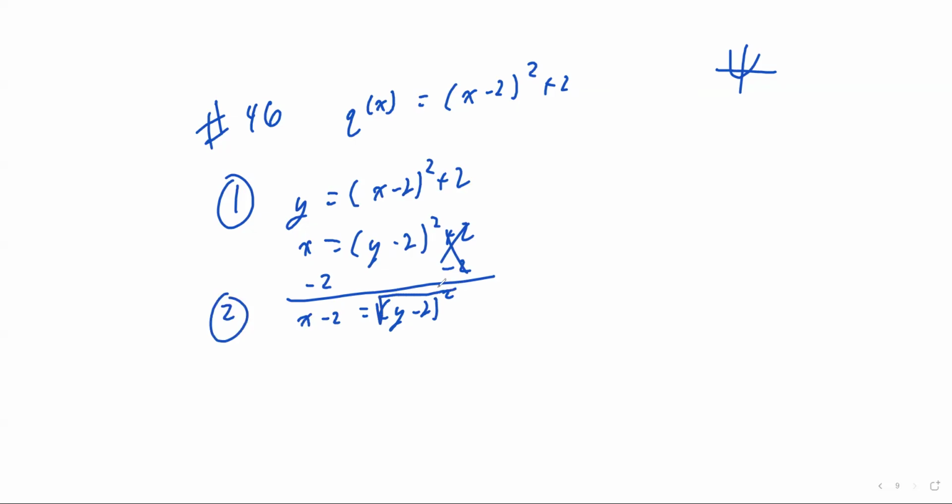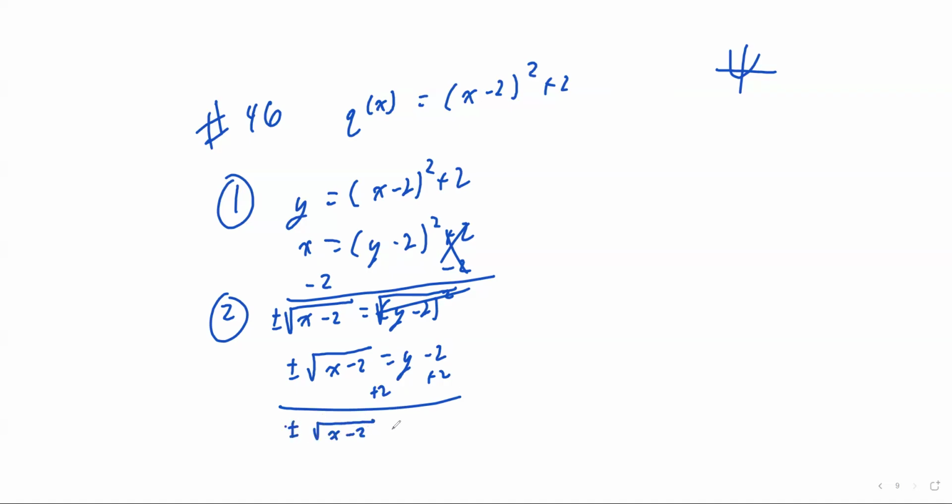And then I'll take the square root. But remember, when we take the square root of something, we have to have a plus or minus. So I get plus or minus the square root of x minus 2 equals y minus 2. And then I'll add 2 on the outside of that. So I get plus or minus the square root of x minus 2, plus 2, equals y.